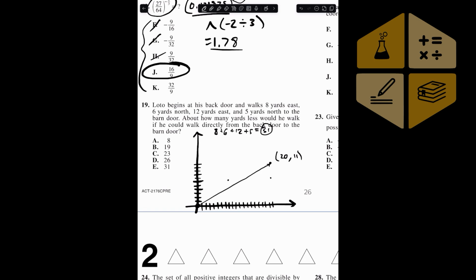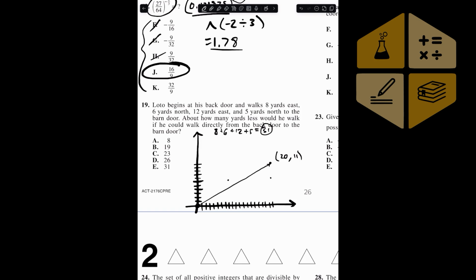Looking at my answer choices, I'm just going to guess that by walking from the origin to point 20, 11, he's not going to save 31, 26, 23, or even 19 yards. That would be an incredible amount of yards to save if he were to walk a straight line instead of zigzagging a couple of times in a 31-yard walk. I already know, without even doing the math, that the answer based on the answer choices is going to be A. So if you can spot that and be confident in those answers, then hey, go for it and choose A.